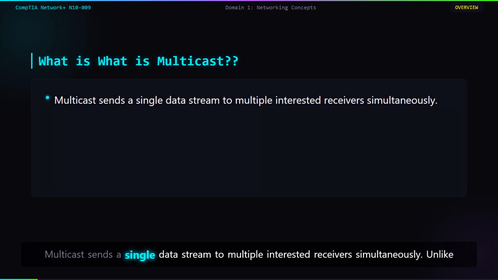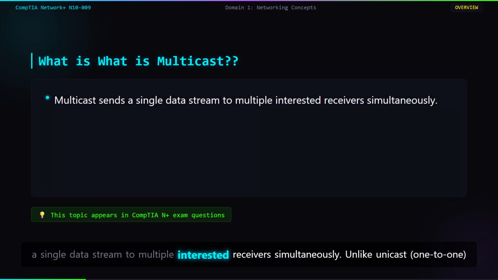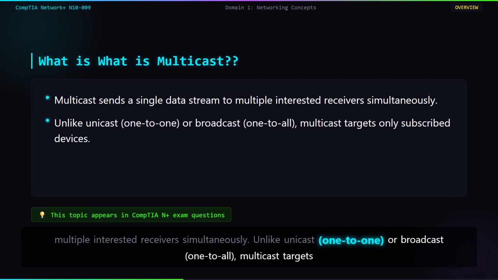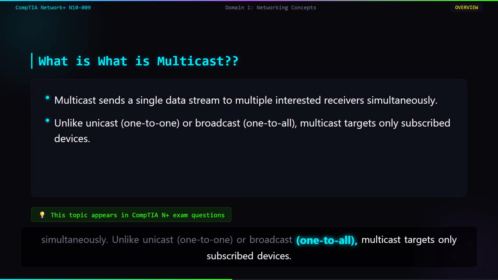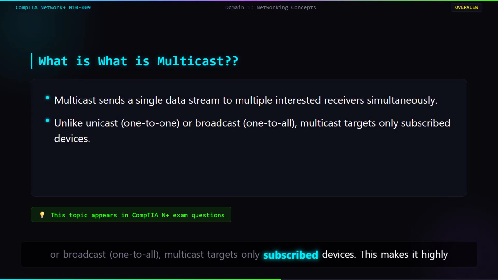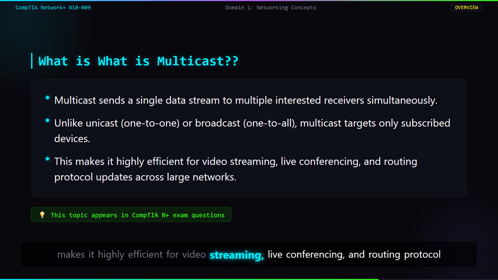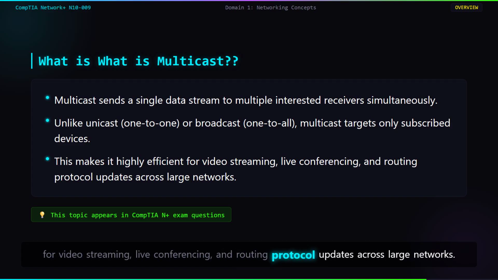Multicast sends a single data stream to multiple interested receivers simultaneously. Unlike Unicast, one-to-one, or broadcast, one-to-all, multicast targets only subscribed devices. This makes it highly efficient for video streaming, live conferencing, and routing protocol updates across large networks.